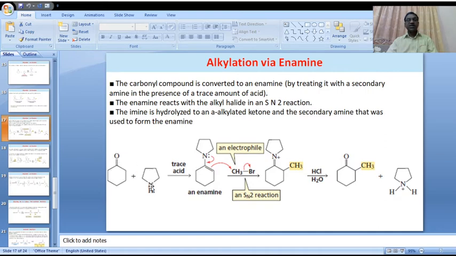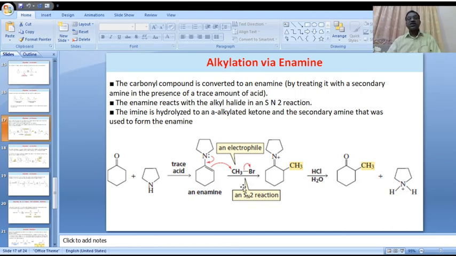This compound reacts with this secondary amine. Okay, secondary amine, this nitrogen atom bonds with two carbons because it is a secondary amine. With trace acid it forms an enamine. This cyclic ring here forms a bond, giving an enamine intermediate. This intermediate undergoes further reaction with the alkyl halide.